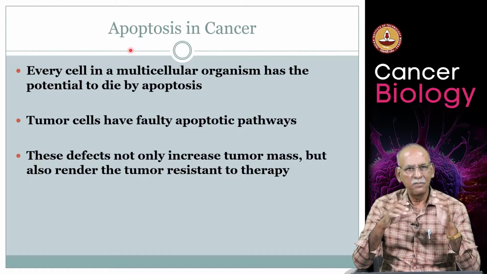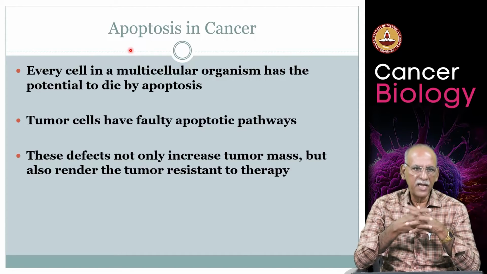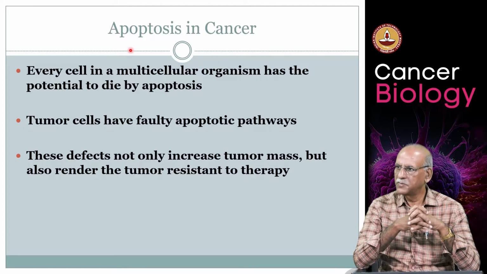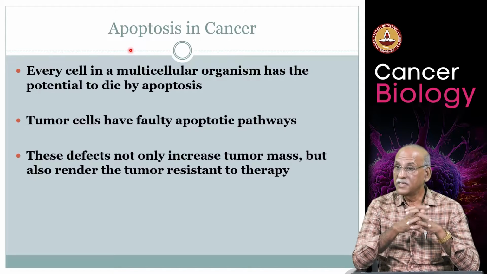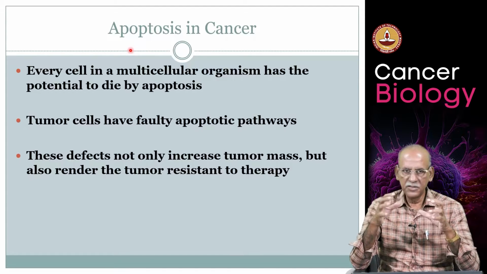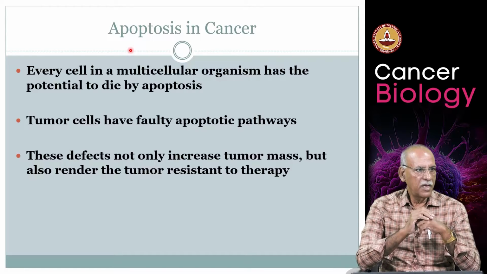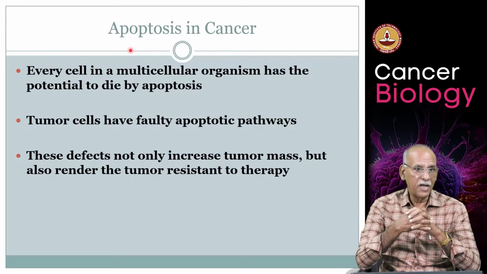Although I am saying this in a very broad sense, there are specific mechanisms by which they are able to evade apoptosis. There are specific molecules which are mutated or altered in the apoptotic signaling pathway, which we will systematically study. So, what is the consequence of this? These defects not only increase the tumor mass, that is, the tumor grows bigger, but also give them an advantage for growth, and so the tumor cells become resistant to therapy.